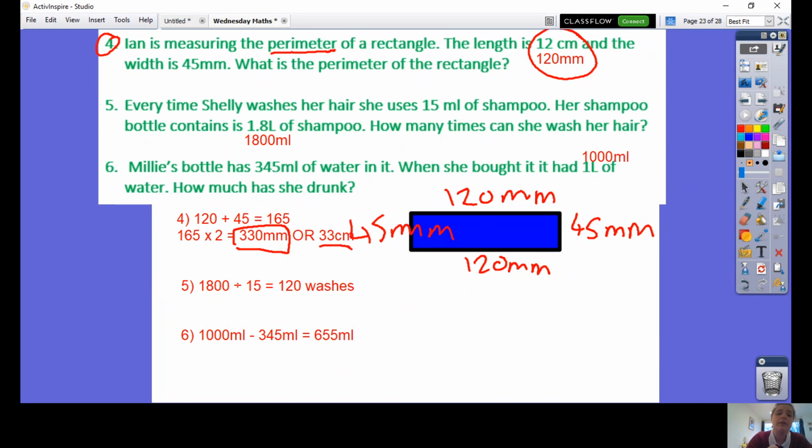For question 5, convert 1.8 into 1,800 millilitres, and then you want to know how many groups of 15 fit, so that's division. 1,800 divided by 15 is 120. For question 6, convert 1 litre to 1,000 millilitres, and then you're subtracting what's been drunk. You're left with 655 millilitres.